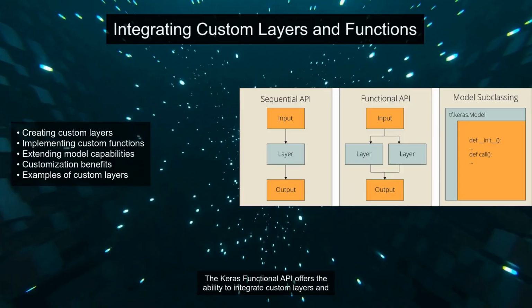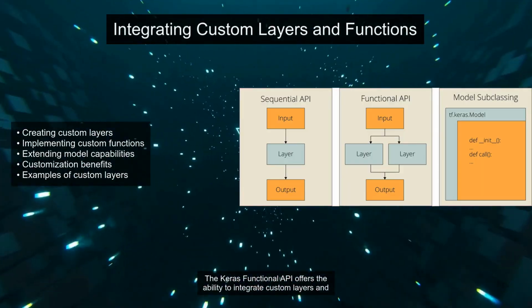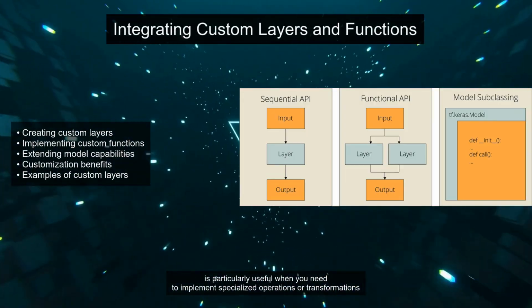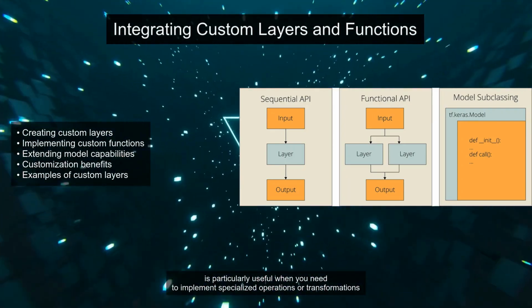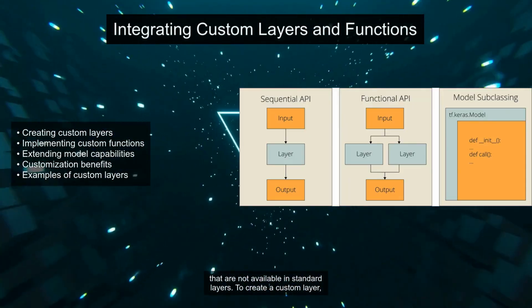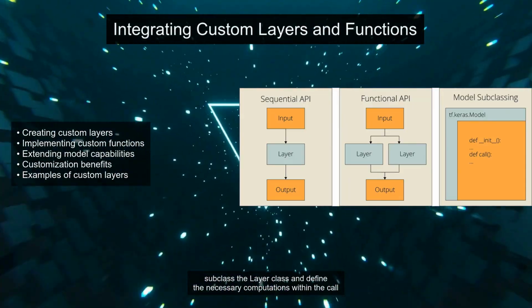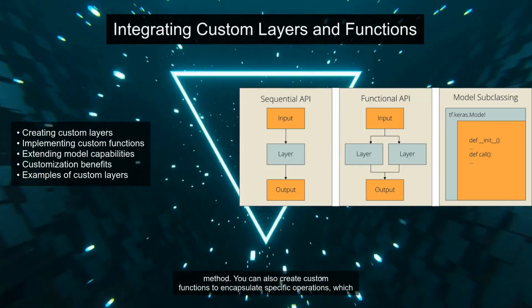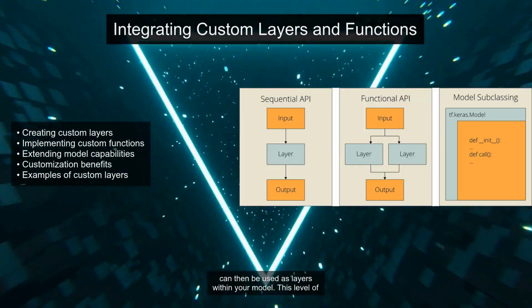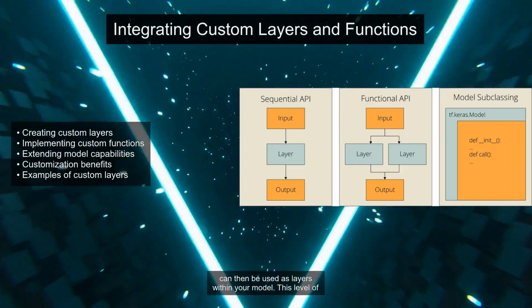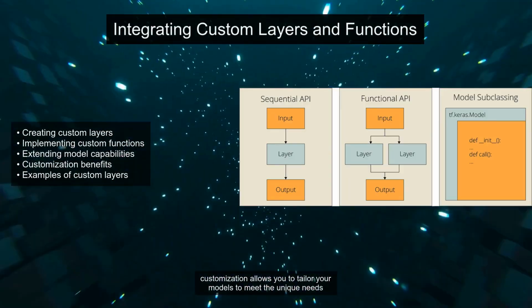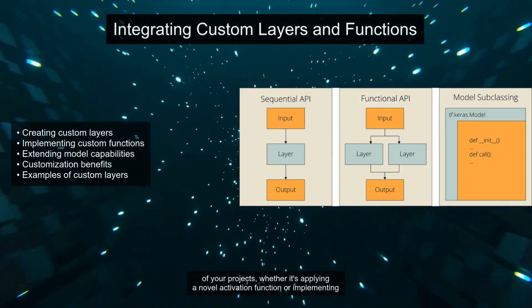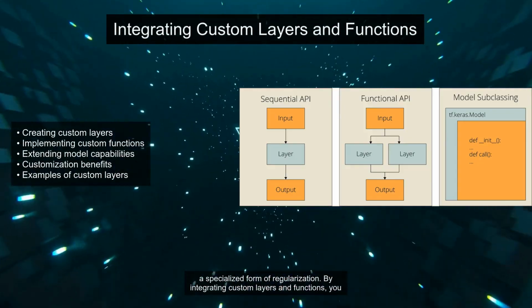The Keras Functional API offers the ability to integrate custom layers and functions within your models, extending their capabilities beyond the built-in options. This is particularly useful when you need to implement specialized operations or transformations that are not available in standard layers. To create a custom layer, subclass the Layer class and define the necessary computations within the call method. You can also create custom functions to encapsulate specific operations, which can then be used as layers within your model. This level of customization allows you to tailor your models to meet the unique needs of your projects, whether it's applying a novel activation function or implementing a specialized form of regularization.